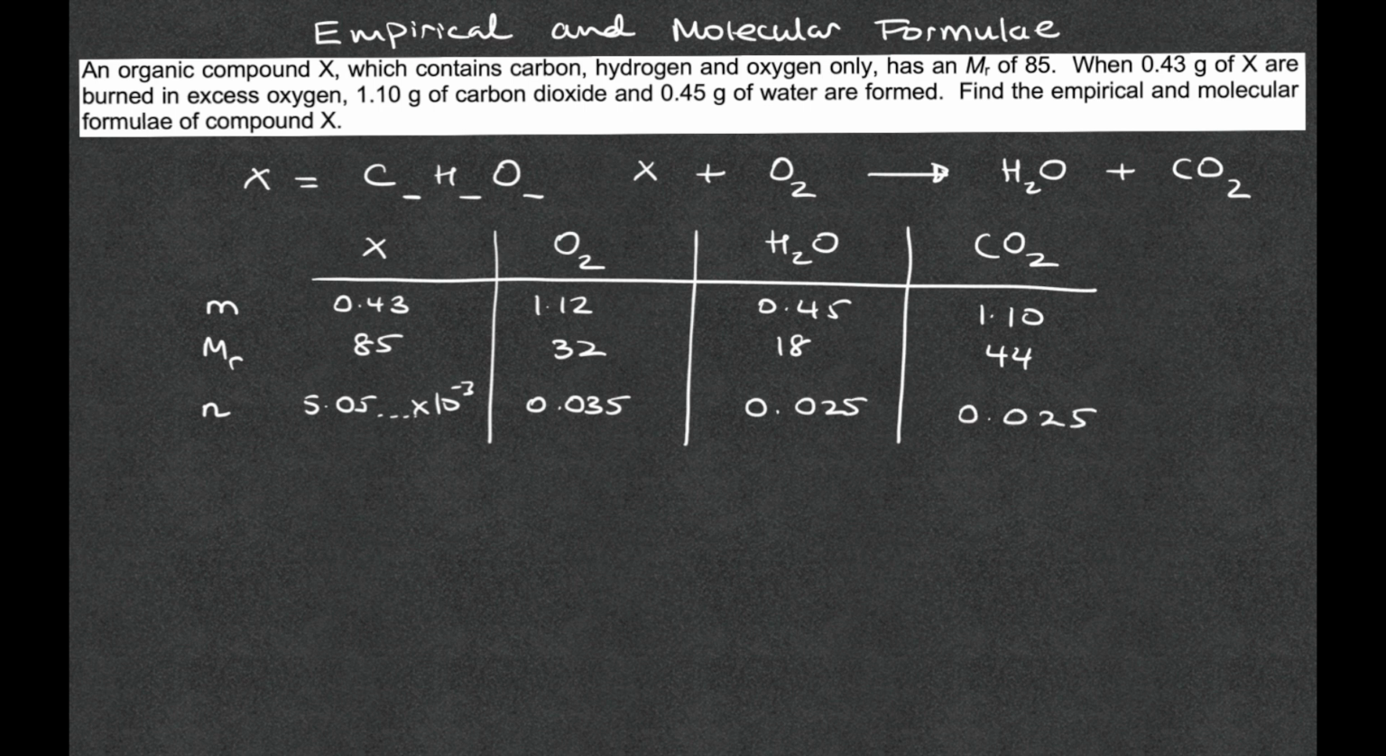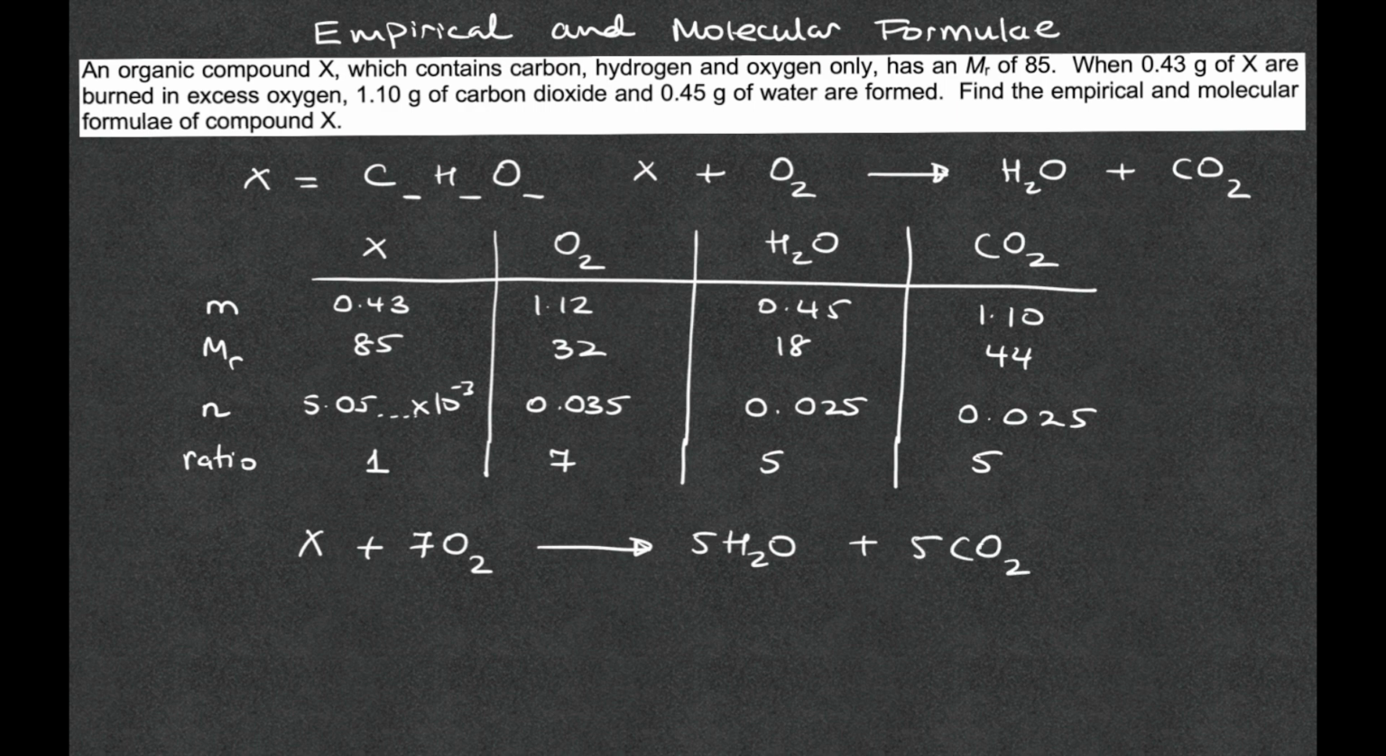So now looking at the simplest ratio, the smallest number is the number of moles of X. So if you divide everything by that number, we're going to get 6.9 for oxygen, so we can roughly round to 7, 4.9, so 5, and 4.9 for carbon dioxide as well. So we've got these numbers. Now these numbers are representative of the numbers in front of our equation. So we're going to have 1 mole of X reacting with 7 moles of O2 to form 5 moles of H2O along with 5 moles of carbon dioxide.